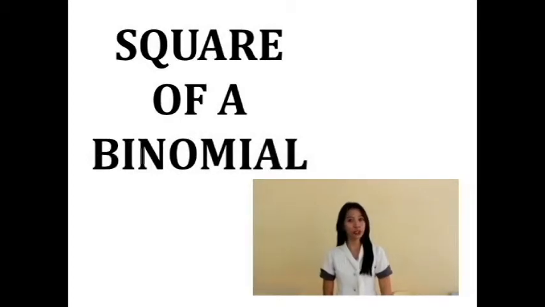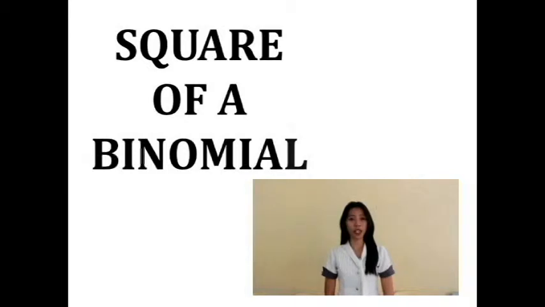So there are four types of special products. First is the square of a binomial, the square of a trinomial, the sum and the difference of two terms, and the cube of a trinomial. So we will first tackle the square of a binomial.